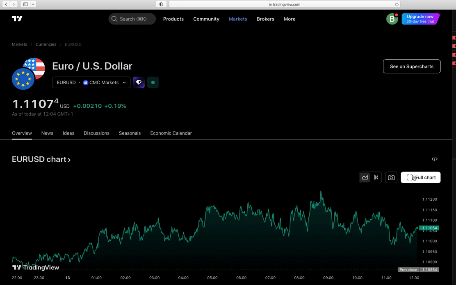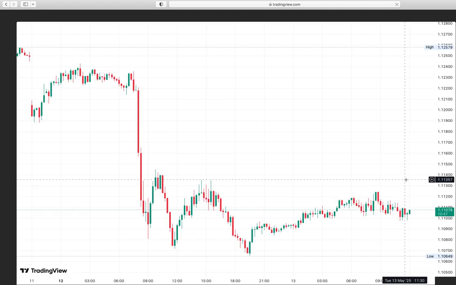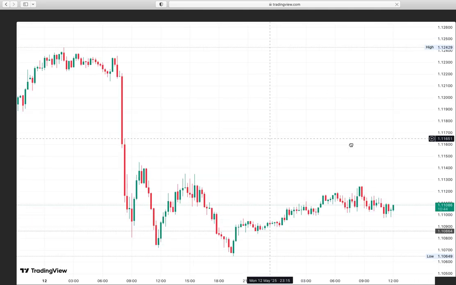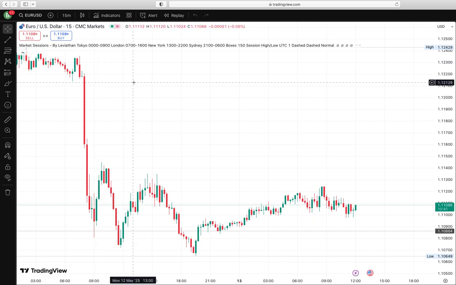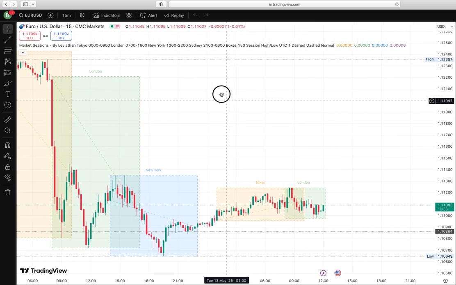I want to go to the full chart now, so I click on full chart. When you click on the full chart, you can see the candles. Why is this very, very important? Why are you looking at charts? Because you want to do your analysis.